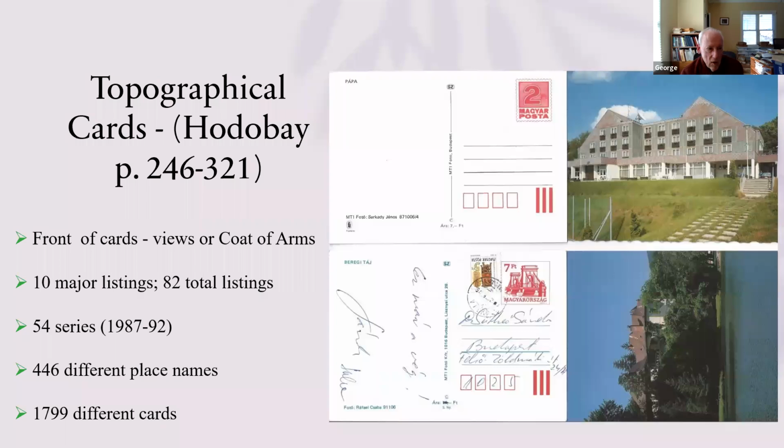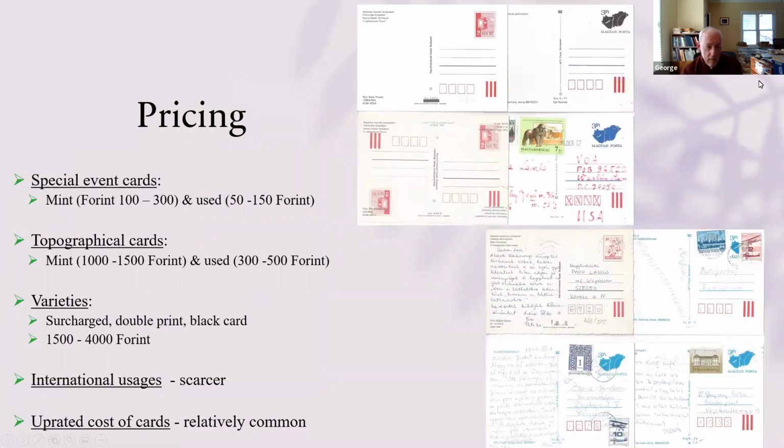So next chart, and this is one of the 2 most important ones, pricing. The prices of the special event cards are modest. The mint ones, that would translate to say, 30 to 35 cents to $1 a card, and the used ones half that. The topographical cards you can see are much more expensive, mint ranging $3 to say $5 each, and used $1 to maybe $2 each, which is fine if you want to buy one or two. If you're trying to complete 3,600, it gets to be expensive.